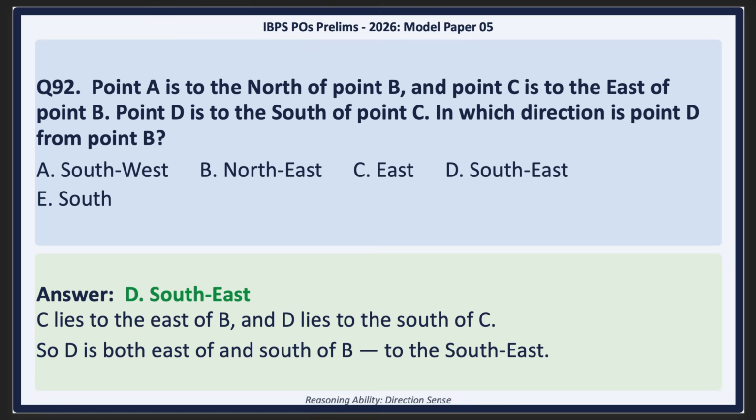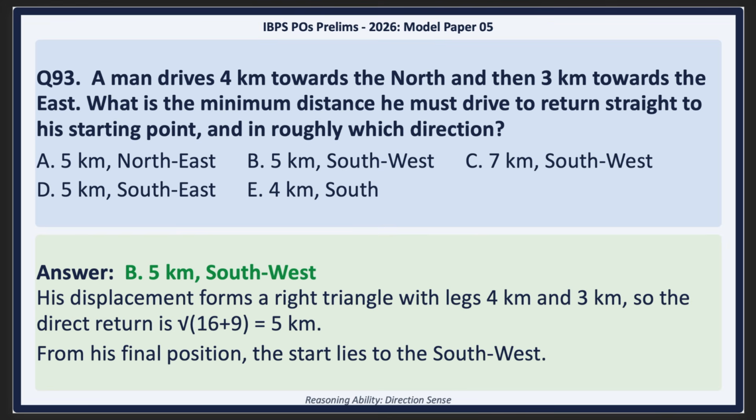Question 93 introduces a slight angle. A man drives 4 kilometers north and then 3 kilometers east. What is the minimum distance to return straight to his start, and in which direction must he go? Oh, my math brain loves this one. If you connect his final location straight back to his start point, you just drew a right-angled triangle with legs of 4 and 3. That is the classic Pythagorean triple. 3, 4, 5. It sure is.